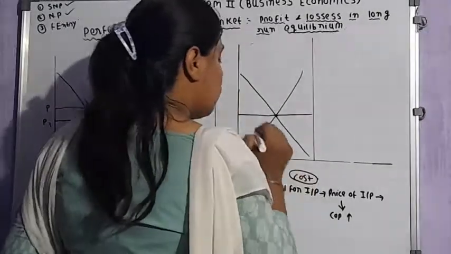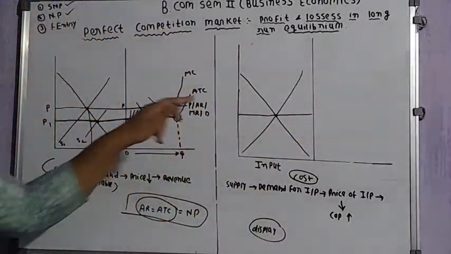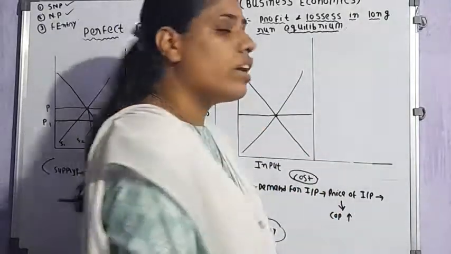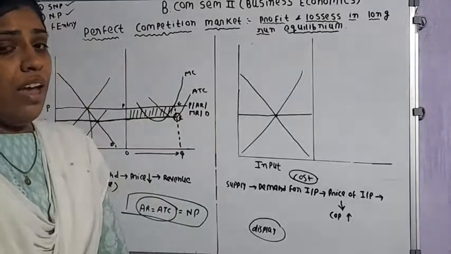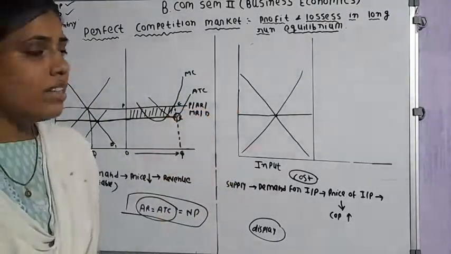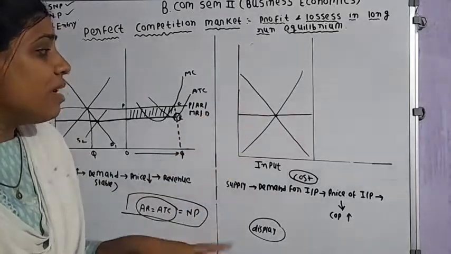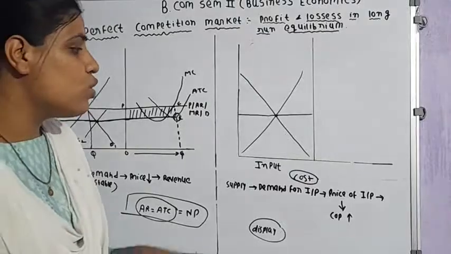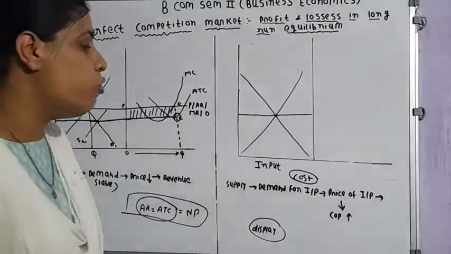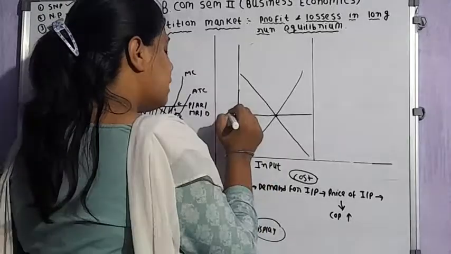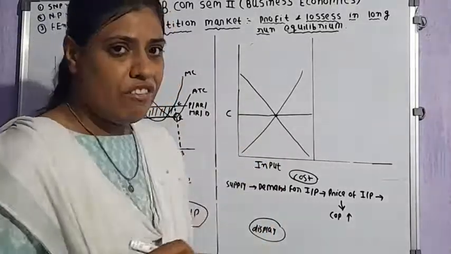Okay, so this is not the equilibrium price. Why is it not the equilibrium price? Because here we are talking about the inputs, and when we are talking about the input, it will lead to the cost for the industry. So it is the equilibrium cost, which has been determined by the intersection forces of demand and supply for the input. Whatever cost has been decided by the industry, it will be followed by the firm as well.